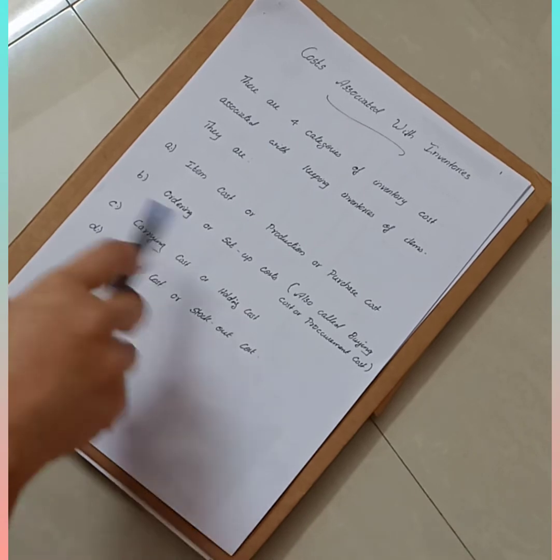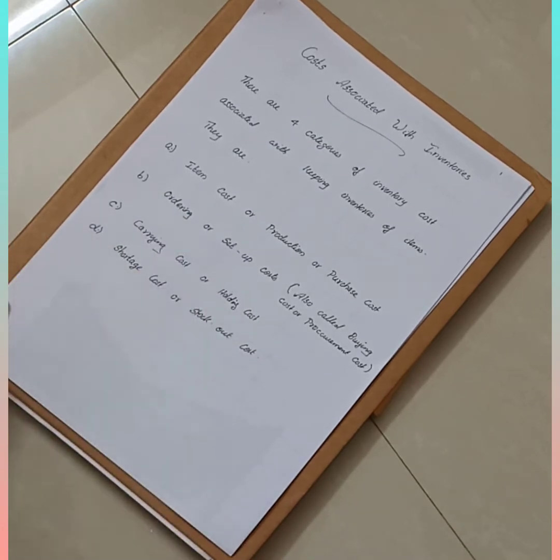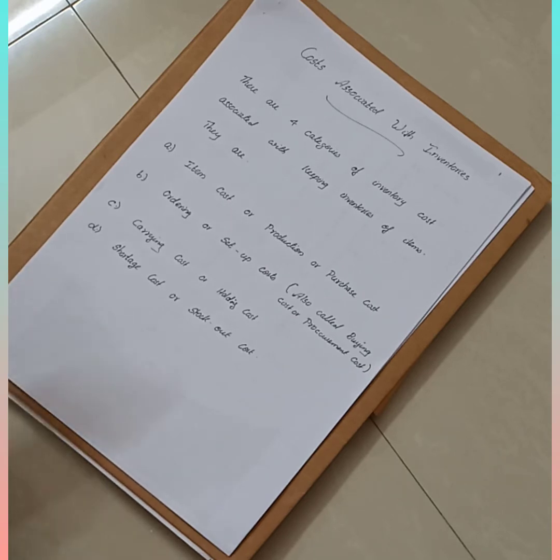The advantage of this ordering cost is that if you order a particular product or material in large quantity, you can minimize the ordering cost. For example, if I want to buy 10 kg of a particular material, suppose the cost incurred is 1000 rupees, because you need to get that material from one place to the destination. For that you are charged 1000 rupees.